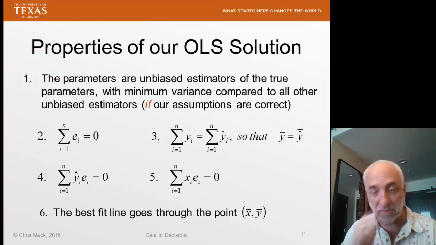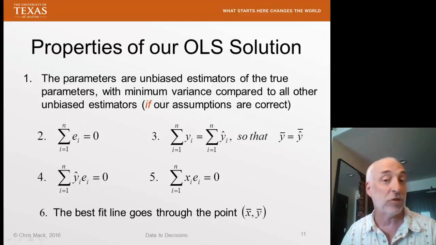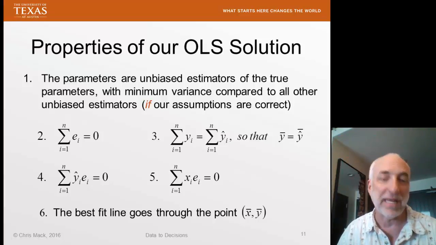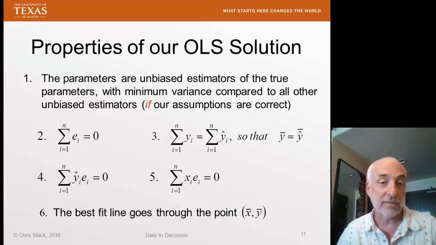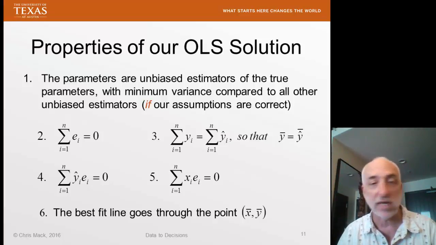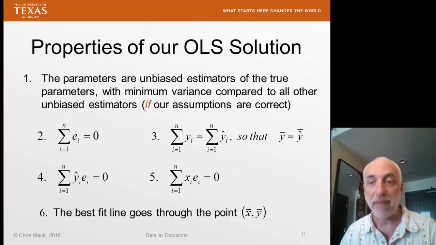We have a few other mathematical facts that come out, which I won't go through. And then I'll just mention one useful thing as a double check. Your best fit line always goes through the point x bar, y bar. So if I have a set of data, I can calculate the mean of the x values in my data and the mean of the y values in my data. And we know that our ordinary least squares best fit line will always go through that point.